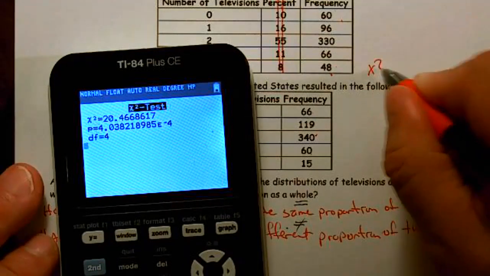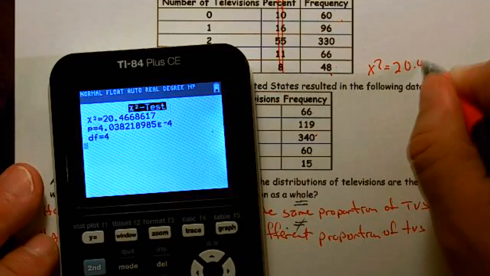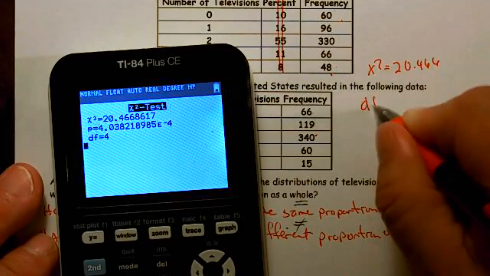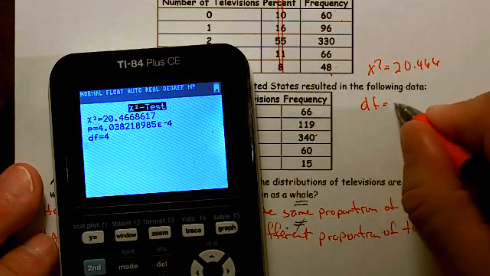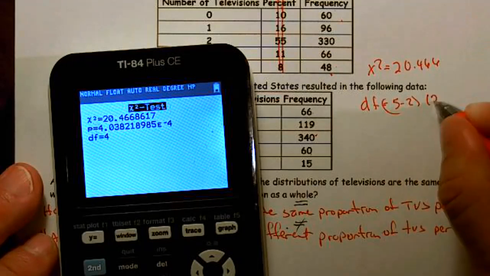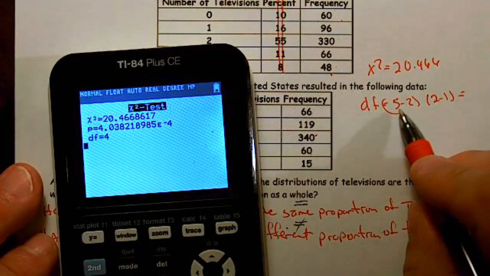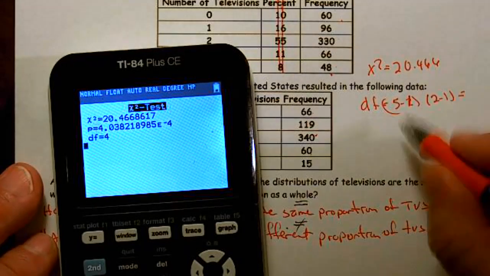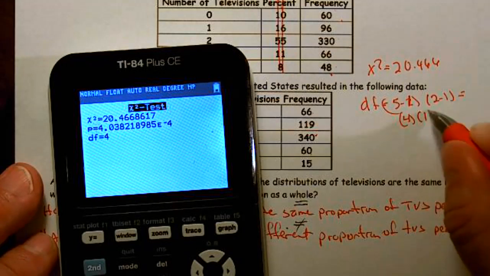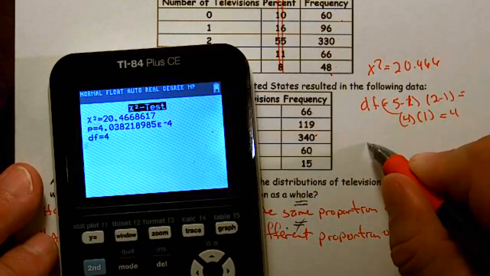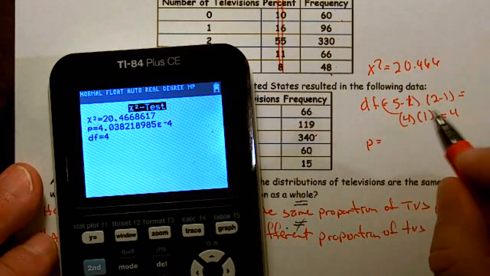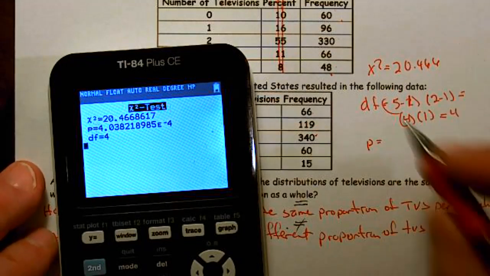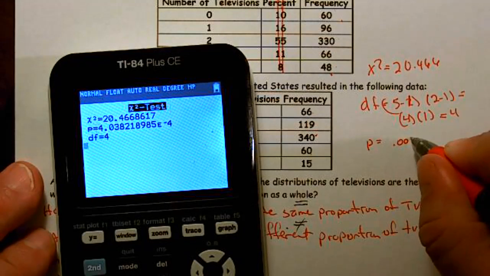We get a chi-squared equal to 20.466. Degrees of freedom is going to be 5 minus 1 times 2 minus 1. So this is 4 times 1, so our degrees of freedom is 4. And our p-value equals 0.0004.